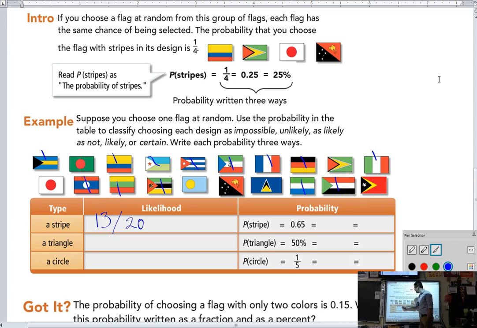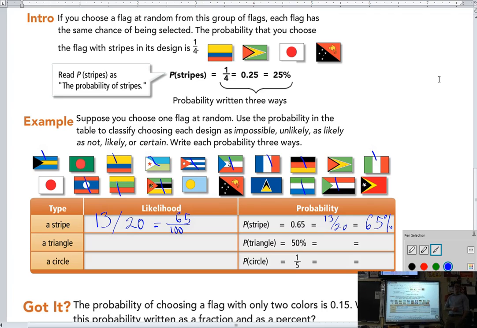20. Here's one way that I can make that easier. Get that to 100 on the bottom. How would I get a 20 to 100? Multiply it by 5. 13 times 5 is 65, which is how I end up with 0.65, which I could write reduced as 13 twentieths, or we could just say 65%.